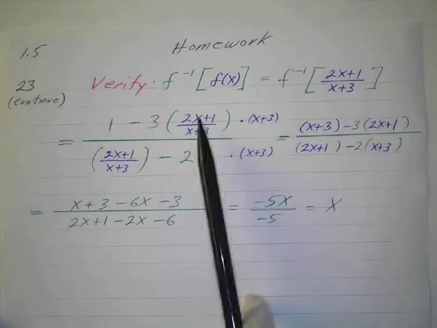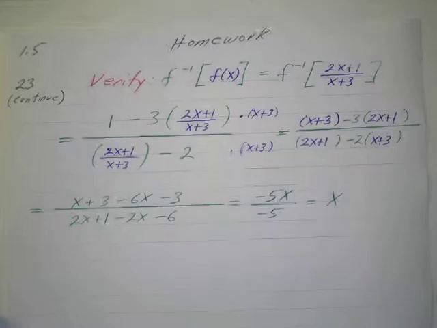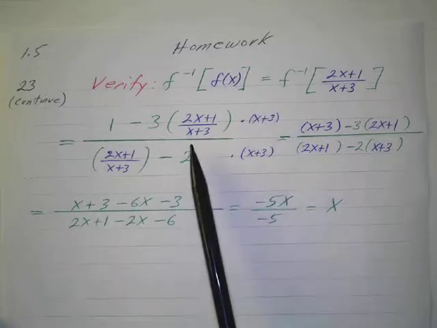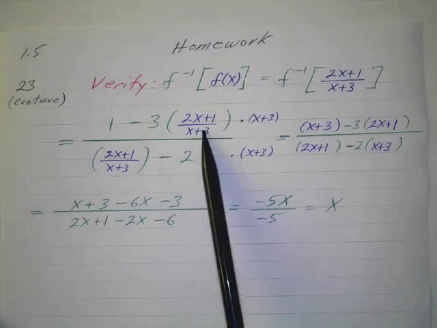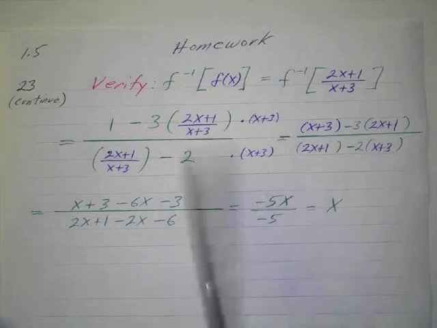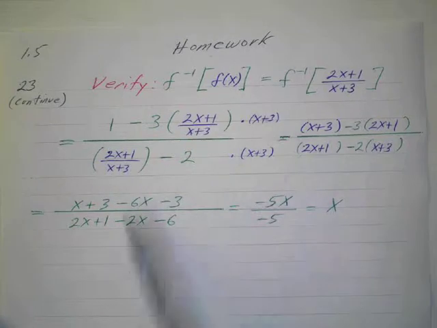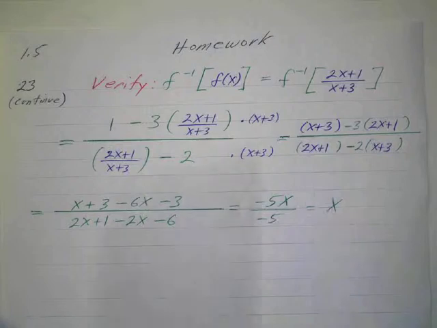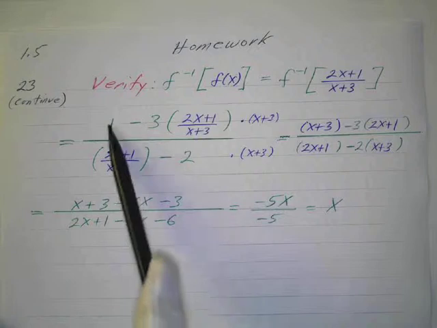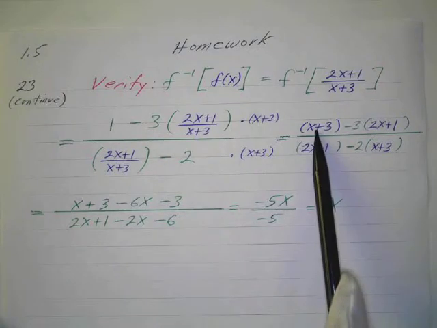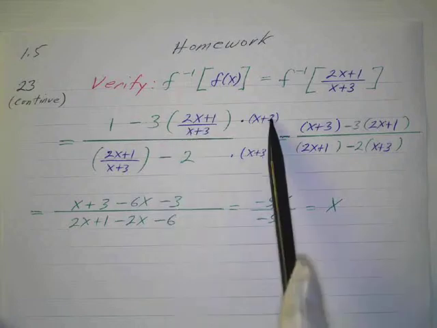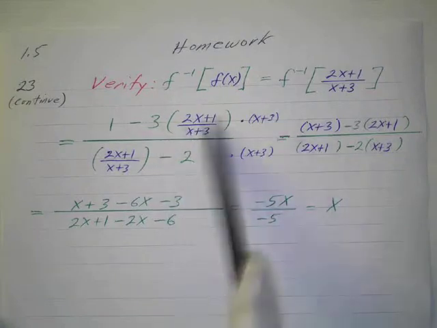So we just substitute that f of x rule in for every time we see an x in the f inverse rule. And again, we have a complex fraction, and our LCD is, I'm sorry, not x minus 2, now it's x plus 3. So multiply the top and the bottom by x plus 3. 1 times x plus 3 is x plus 3. And negative 3 times 2x plus 1, because x plus 3 over x plus 3 is just 1, so I just have negative 3 times the top, 2x plus 1.